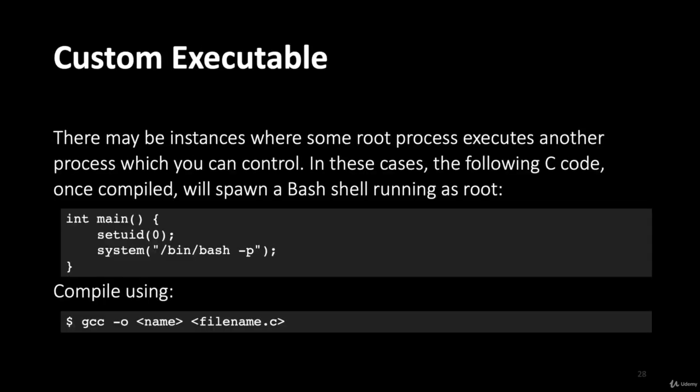Custom executables. There are many instances where some root process executes another process which you can control. In these cases, the following C code, once compiled, will spawn a bash shell running as root. You can compile this code using the command shown.